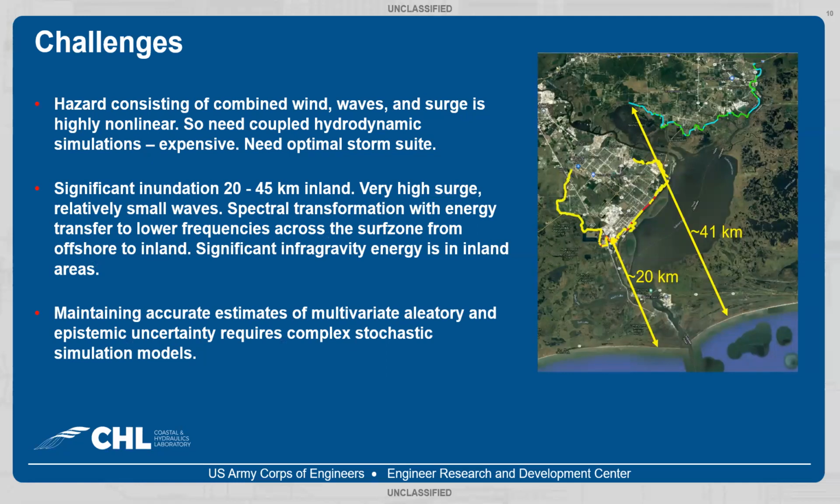storm suite. In addition, the inundation travels up to 45, 50 kilometers inland, a very high surge, relatively small waves, but you do get inland propagation of really low frequency waves because the energy across the surf zone and inshore is transferred to lower frequencies. So we need to characterize that. It's not well represented by phase average wave models.